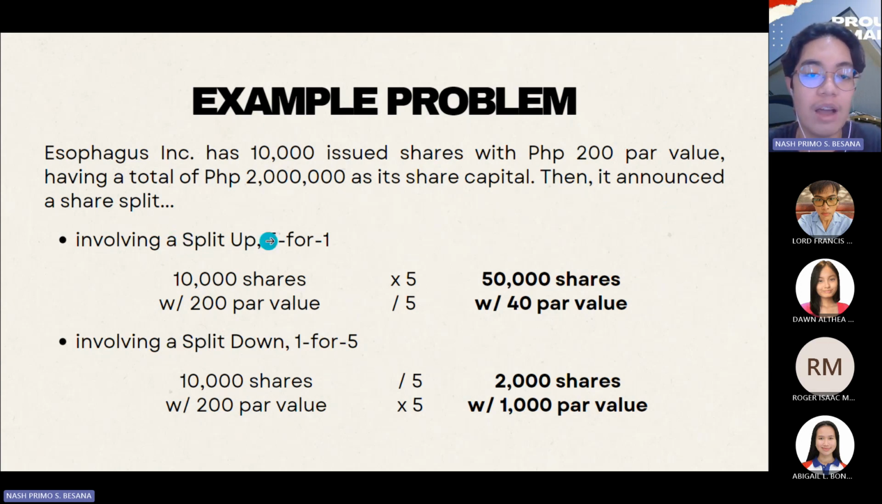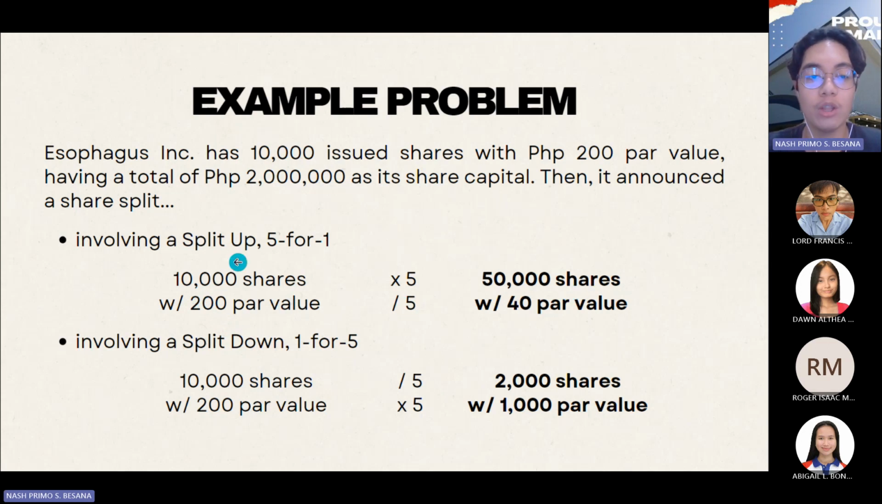So kung split up daw na 5-4-1, so it means na for every 1 share gagawin daw siyang 5. Yun yung ibig sabihin niya. So for every 1 share, there would be 5 shares. So 10,000 issued shares times 5, magkakaroon na siya ng 50,000 shares. But since kailangan nga natin na there is no total effect on shareholders' equity, kung tinaas natin si number of shares, dapat ibababa naman natin si par value at the same rate. So kung times 5 natin si shares, dapat i-divided by 5 natin si par value. 200 par value divided by 5, 40 pesos.